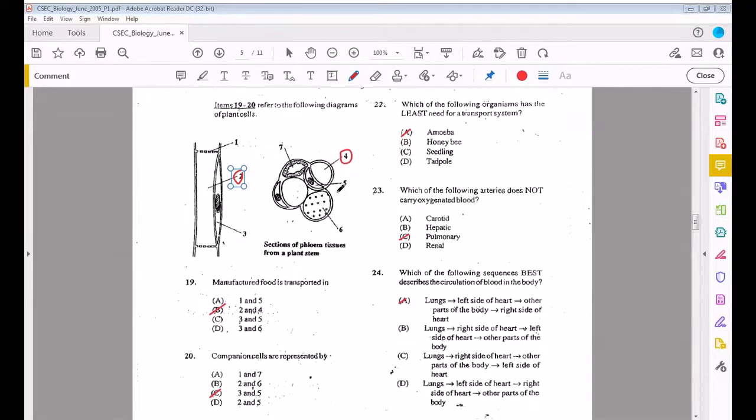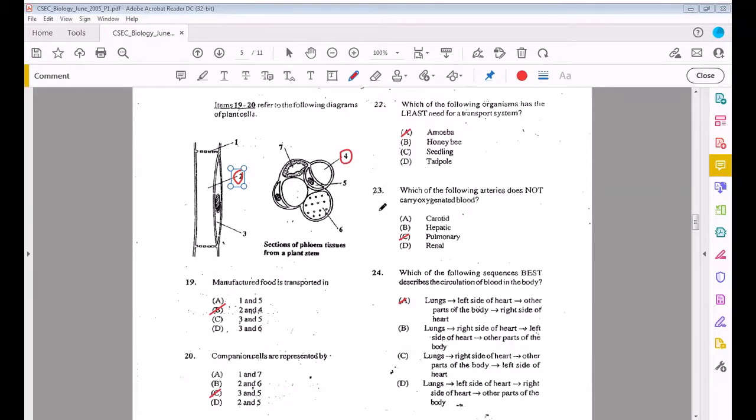22. Which of the following organisms has the least need for a transport system? A, the amoeba, because the amoeba is just one cell, it's a unicellular organism, therefore everything it needs, it could get that via simple diffusion as well as osmosis and active transport in certain cases according to what it needs, but it doesn't need a system.